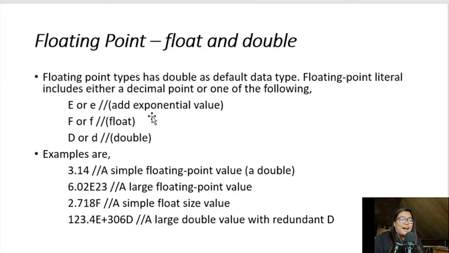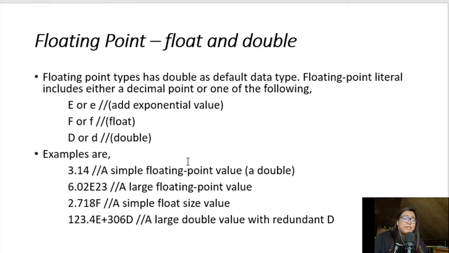So the next one is floating point. We have float and double. Floating point types are numbers with a decimal place. So there's a point there. Floating point types have double as the default data type. Floating point literals include either a decimal point or an exponent, for float or double. We have an example here.